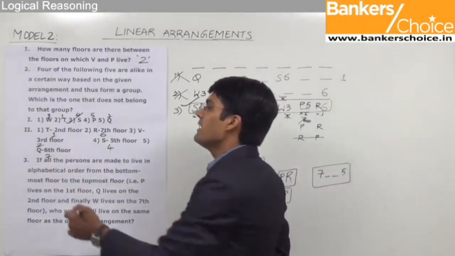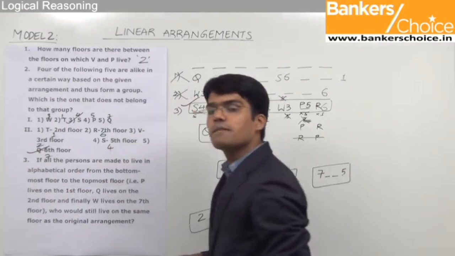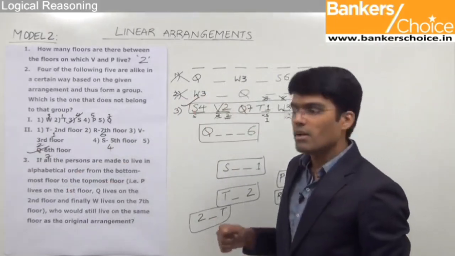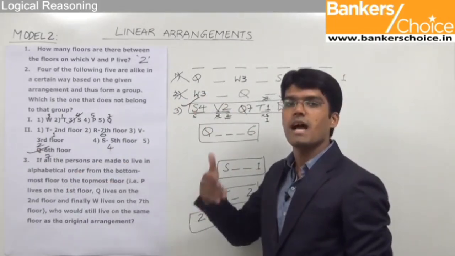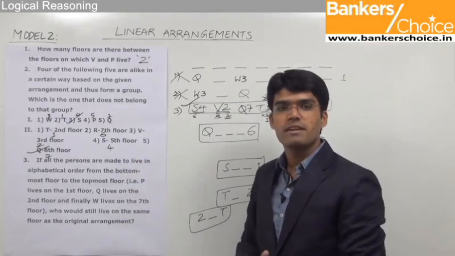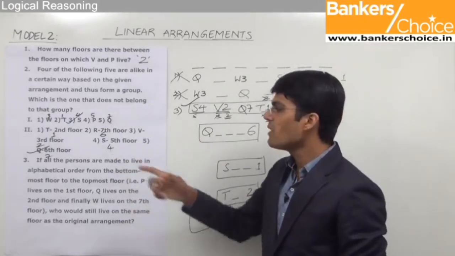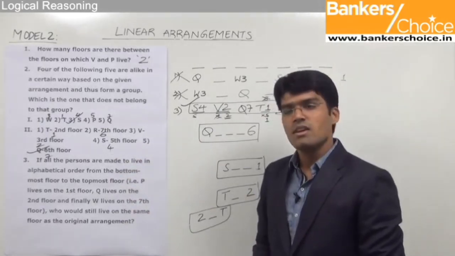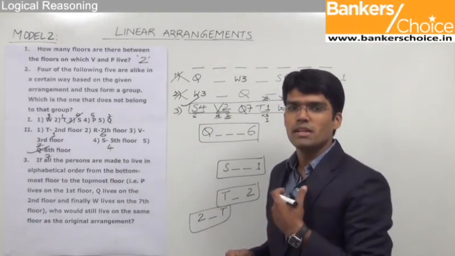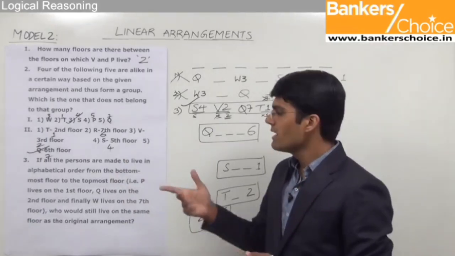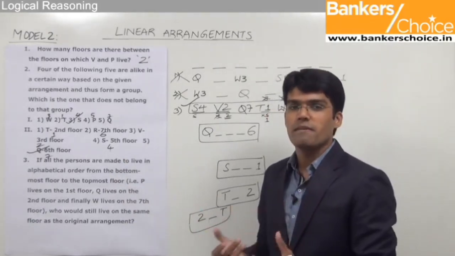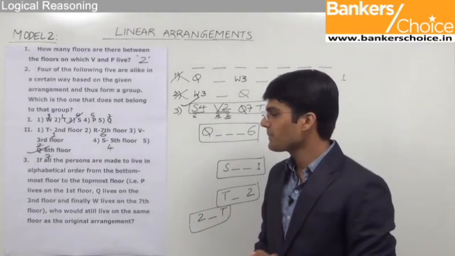So we can say that the 5th option, that is Q on 6th floor, has to be the answer, because all the remaining persons have been shifted upwards, whereas Q has been shifted downwards. So the odd one out is option 5. So for these type of questions, you only need to make out the correct observation and find out the odd one out. There is no definite method to get the answer.